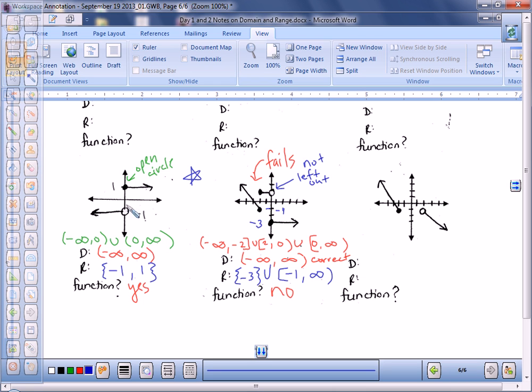And then this one, the domain would be from -infinity to -2, including, I messed up there, union with from 2 to infinity. And the range would be from -infinity to +infinity, wouldn't it? Yep. This y value is not included here, but it is included there. And yes, this is a function. It's a function that has a jump in it.